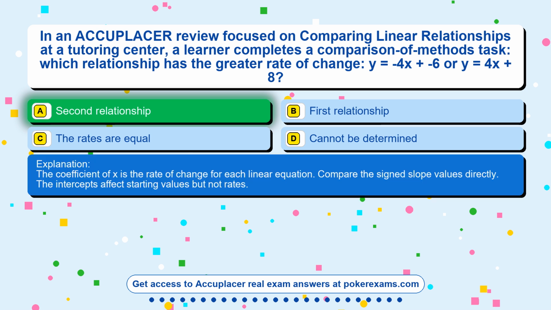The coefficient of x is the rate of change for each linear equation. Compare the slope values directly. The intercepts affect starting values but not rates.